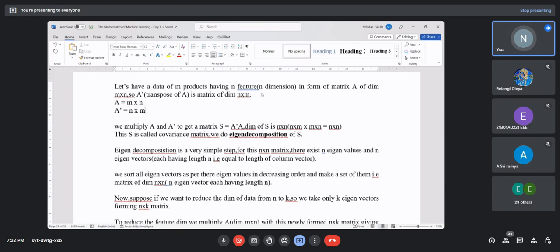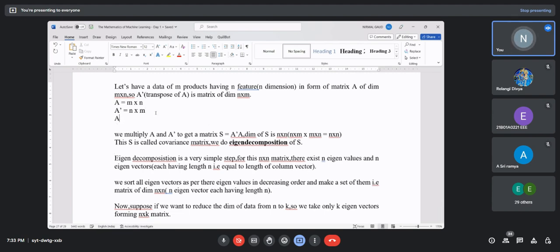Then we need to multiply both of them, A multiplied by its transpose. Now I am going to get a matrix S. Remember, A dash multiplied by A gives the result S, and S is a covariance matrix. After that, what do you need to do?